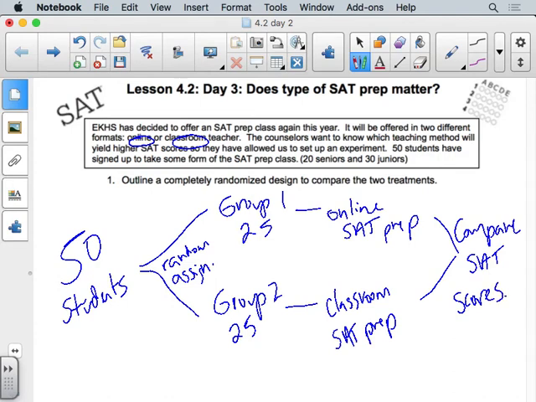Alright, so that's your basic experiment. Just take everybody, randomly assign to group 1, group 2. Random assignment will hopefully split people who study more into both groups. You've got seniors in both groups, juniors in both groups. If you're just randomly assigning it, it just kind of does the trick. All right, but maybe we're looking for a little more.